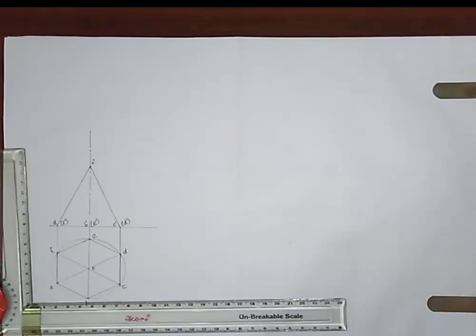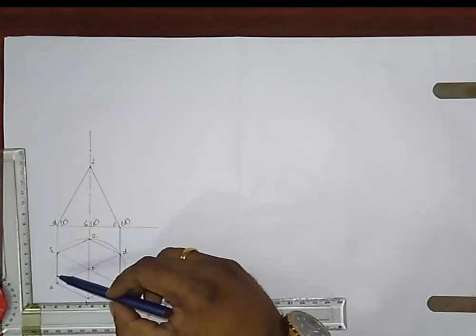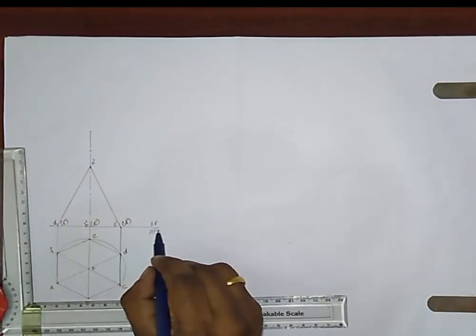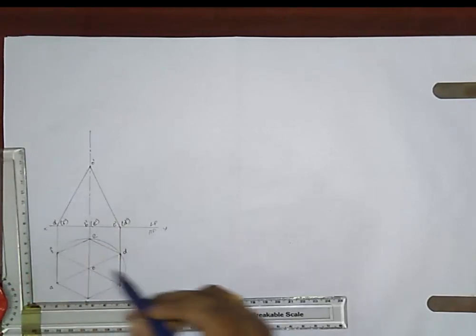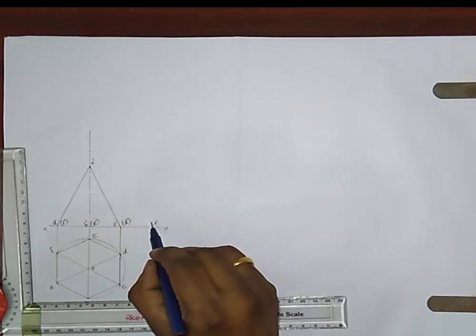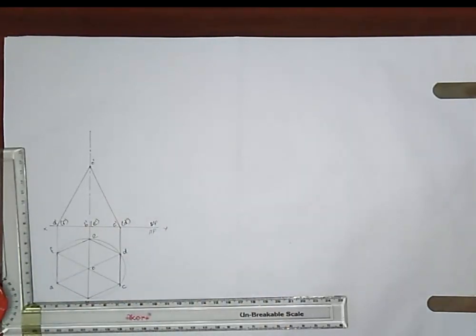Welcome you all. In the problem it is given that it is a hexagonal pyramid of side 30 mm and axis 60 mm resting on its base on HP in such a way that the two base edges of the hexagonal pyramid are perpendicular to the VP. So this is your VP, HP and Y. This is X. Now these two base edges are perpendicular to VP. Okay, so I have drawn the hexagonal pyramid as per the dimensions given in the problem.